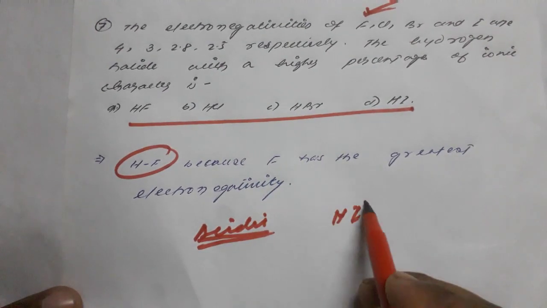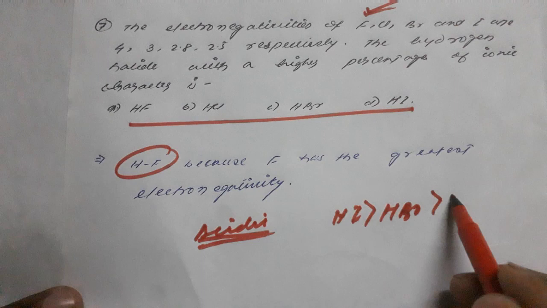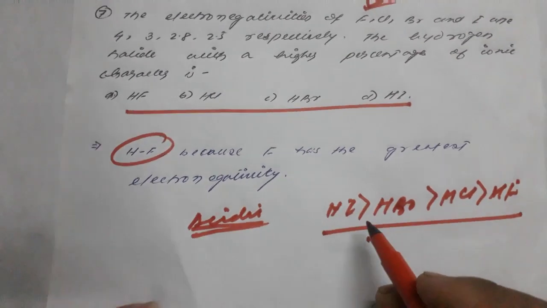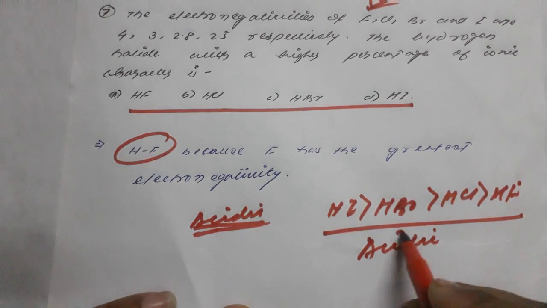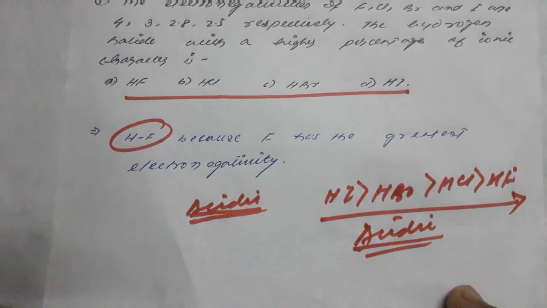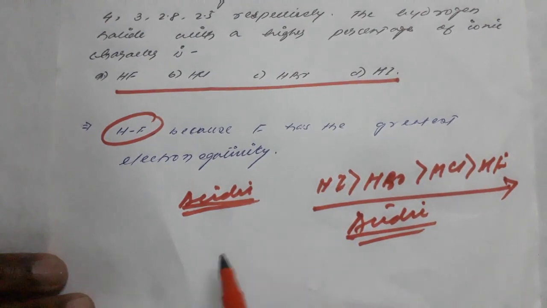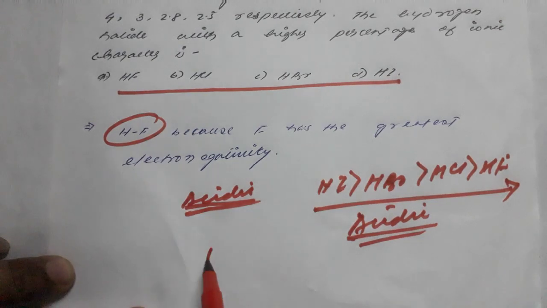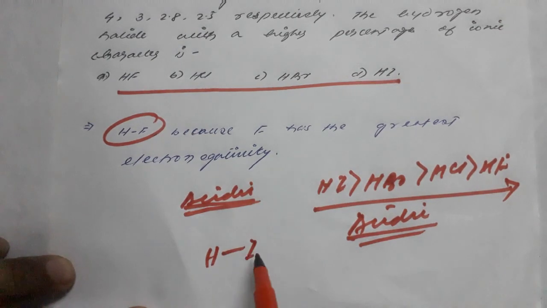Okay, HI, then HBr, then HCl, then HF. So this is what you call your acidic order, decreasing order. Now why? If you ask me, I will say that if you're talking about a strong acid, what is the main point behind that? It could release the H positive ion more easily, right?